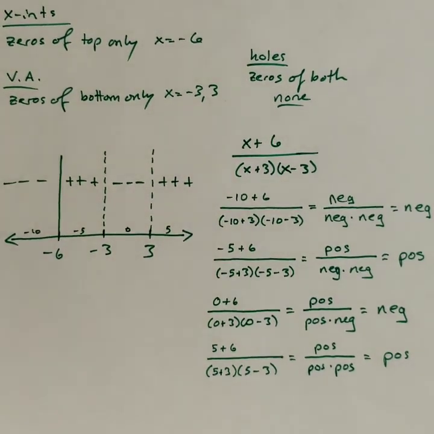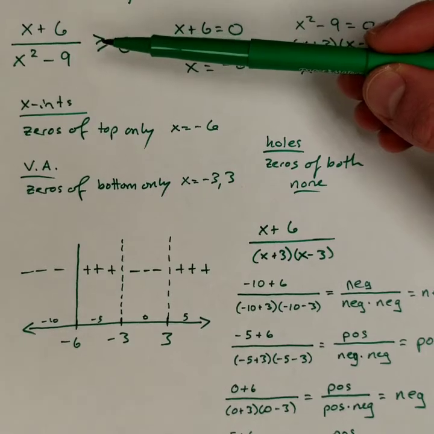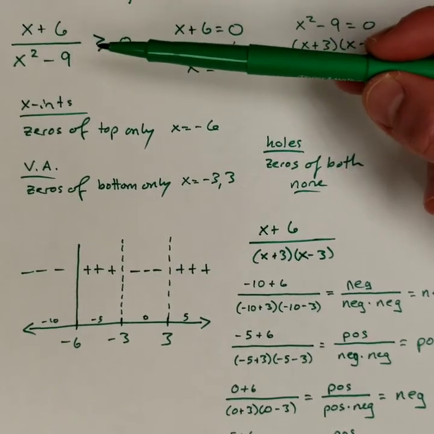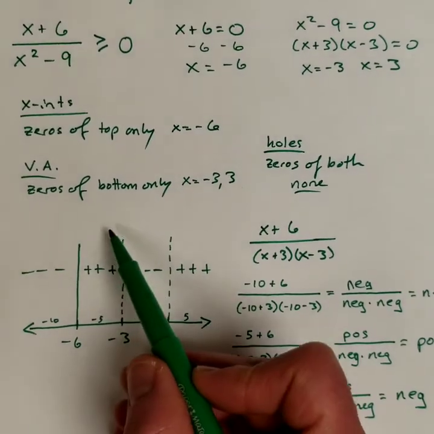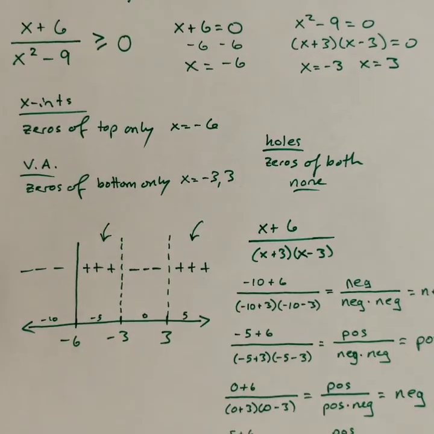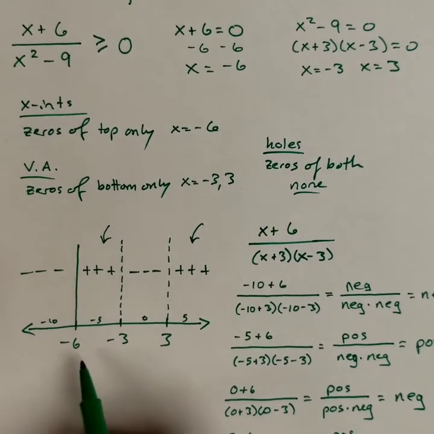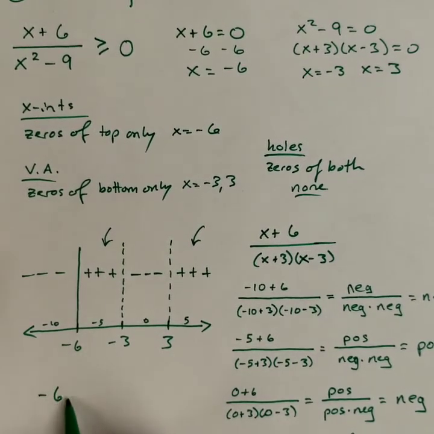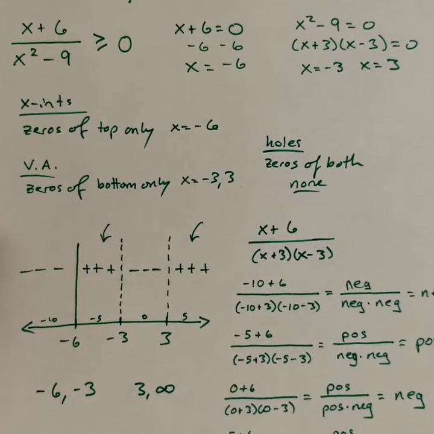Okay. So our final answer needs to represent the original inequality, which was greater than, right? Rational function greater than 0, so greater than our positive. So I'm looking for the positive intervals. When I write my final answer out, I need the interval from -6 to -3, and the interval from 3 to infinity. So I'm just going to write those out first.